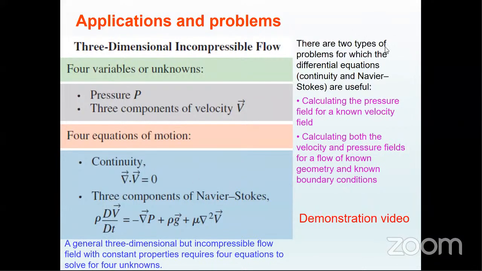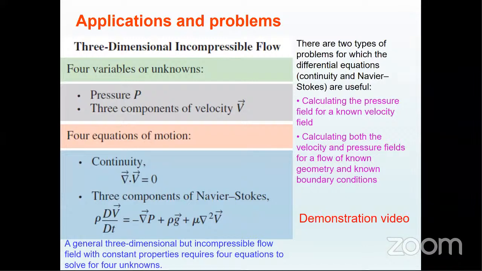There are two types of problems for which the differential equations, continuity and Navier-Stokes, are useful. One is to calculate the pressure field for a known velocity. If we know the velocity, one can calculate the pressure field. The other is calculating both the pressure and velocity fields for a flow of known geometry and known boundary conditions. If a fluid is flowing through a pipe, the geometry of the pipe is known, so it is easy to calculate either the pressure or the velocity of the fluid at any given time or at any given point.